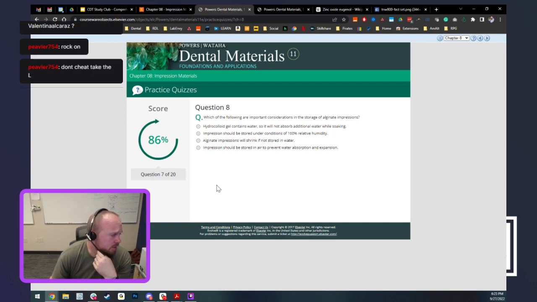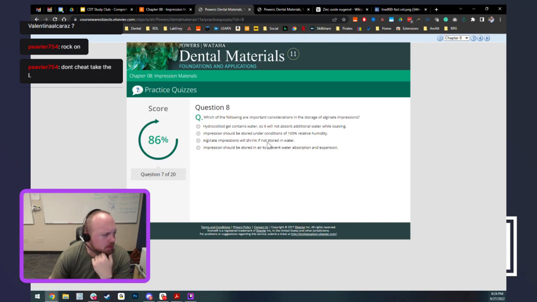Question number 8. Which of the following are important considerations in the storage of alginate impressions? Hydrocolloid gel contains water, so it will not absorb additional water while soaking. Impressions should be stored under conditions of 100% relative humidity, so that's basically what we do. Alginate impressions will shrink if not stored in water. No, that's not. Impressions should be stored in air to prevent water absorption and expansion.